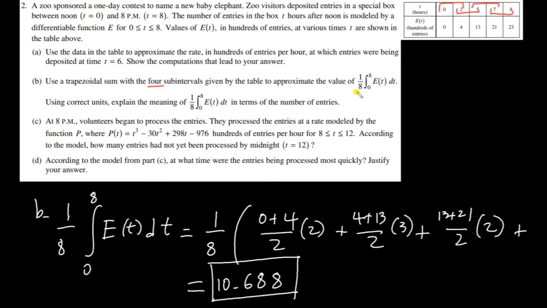So if you see this on the AP exam, a fraction multiplied by an integral, and they're asking you what it means, just write that it's the average value of whatever this function is, and then give the bounds between 0 and 8. In this case, this is the average number of hundreds of entries in that box between noon, t equals 0, and 8 p.m., t equals 8. This was, let's say, a 3-point question: 1 point for setting up the sum correctly, 1 point for getting the right answer, and 1 point for explaining what it means.